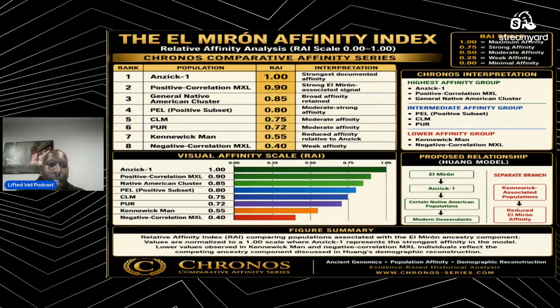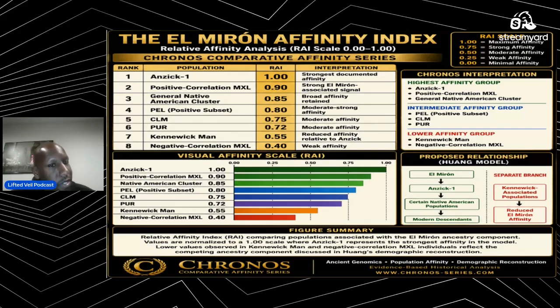Then it had a negative correlation with the Mexican Los Angeles population. And I want to explain that later on. It's very important because with that negative affinity, they isolated that negative affinity, and they found an additional African signal. But again, I'm gonna get into that once we get to that part.